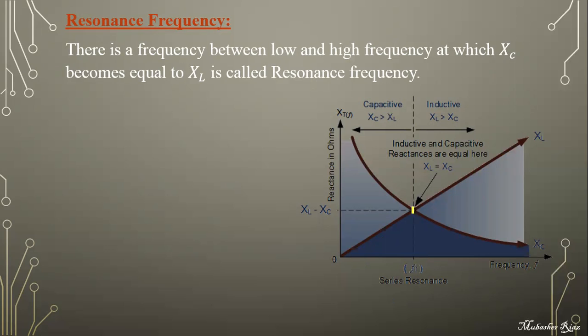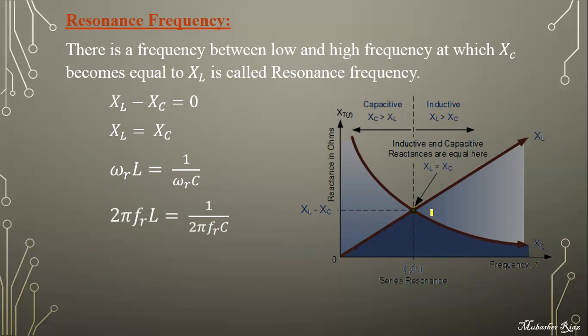जबकि इस point की left या right side पर sometimes XC becomes greater than XL and sometimes XL becomes greater than XC, but at this particular point XL and XC have same value, or in other words we can say that their difference is equal to 0. XL minus XC is equal to 0 and XL becomes equal to XC. We know that XL is omega L. ओमेगा के साथ जो R हम यूज कर रहे हैं, that is for resonance. So omega L is equal to 1 over omega C, where omega is 2 pi f.